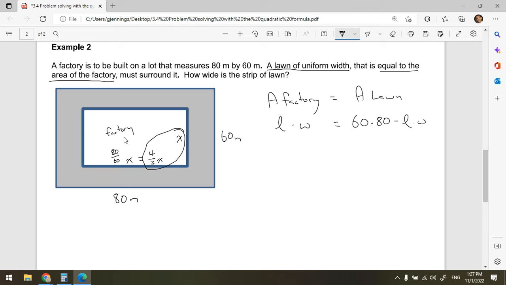Let's take a look. I can substitute in for L and W my values of x and 4/3 x. So the length was 4/3 x. The width was x. And that's equal to 60 times 80. Well, 60 times 80 is 4,800, minus 4/3 x times x. Oh man, why is this not going to solve for me?